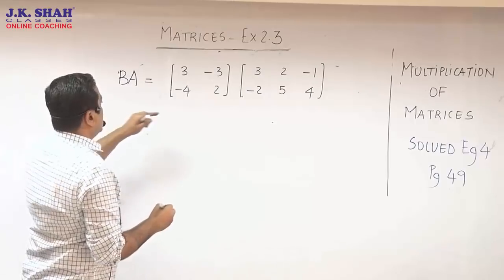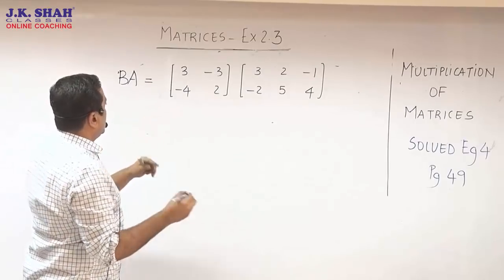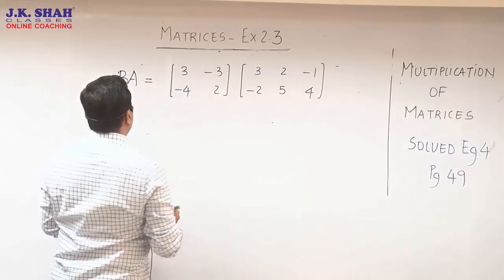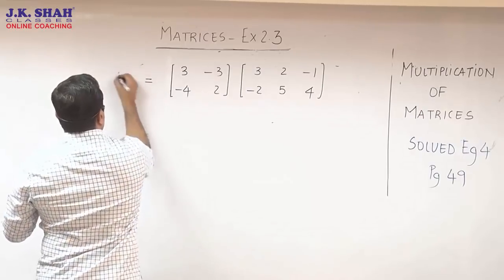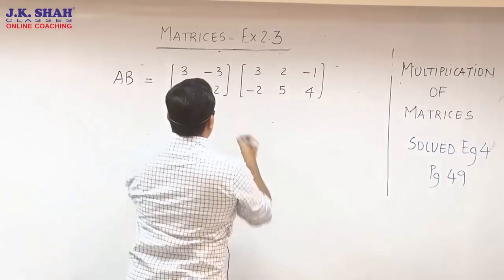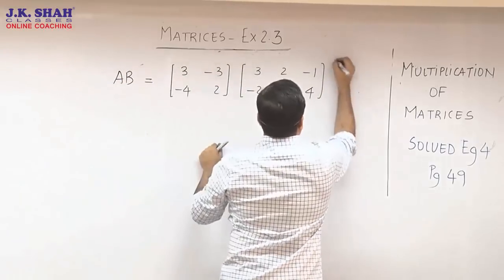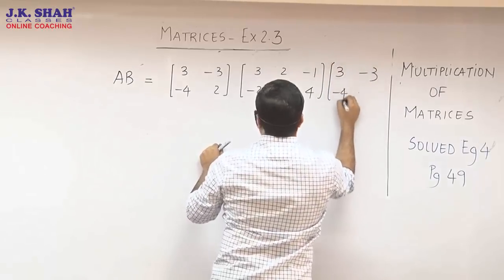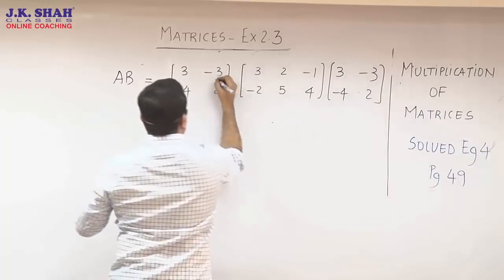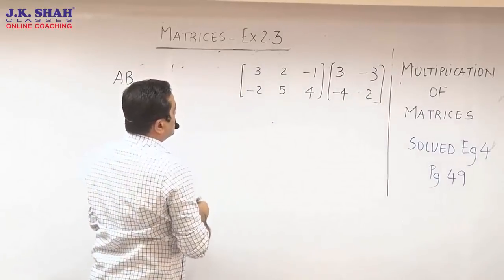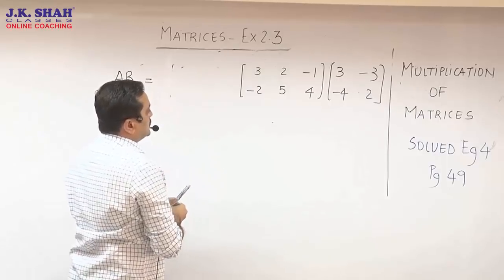Now, we have just now, both of us, me and yourself, we all tried BA and hope we have got the answer same. Now let's try AB. That means I need to push this matrix over there. So it's going to be 3 minus 4, 2. And let's multiply. Now when I proceed to multiply, मुझे कुछ गड़बड़ दिख गया इसमें.